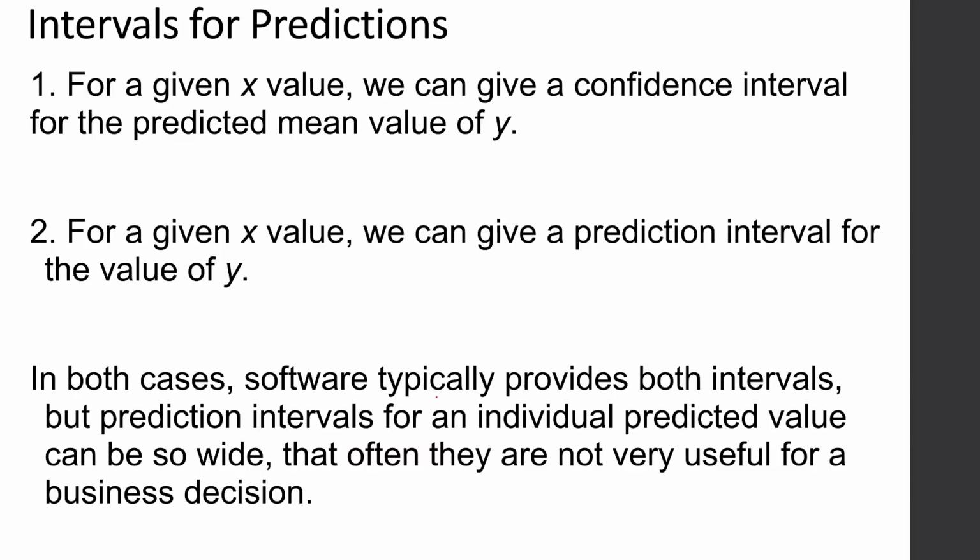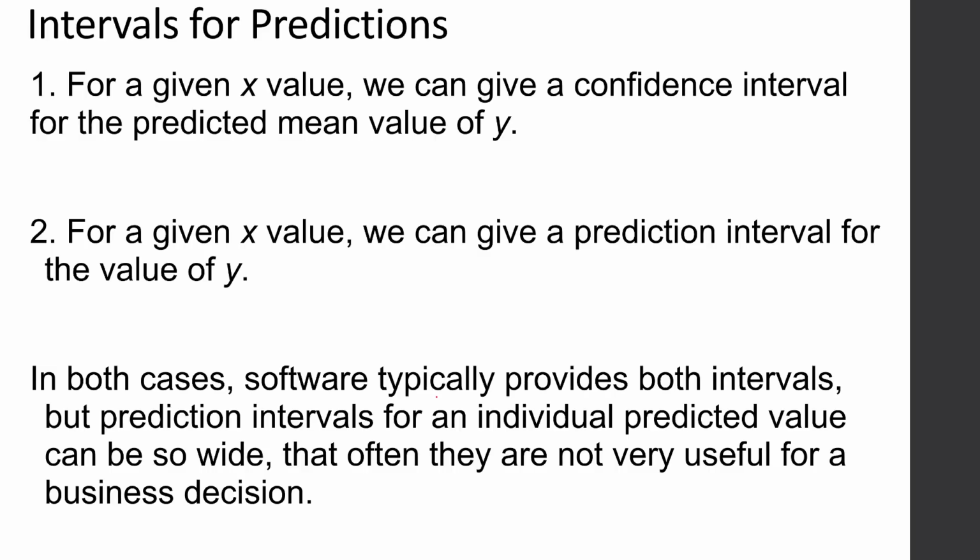And now we can get confidence intervals for our predicted values. So we have 2 options. For a given x value, we can give a confidence interval for the predicted average value of y. And we can also give a prediction interval for the next y. Now in business, people want to know what's going to happen when they do one ad campaign, right? They want to know the prediction interval for the next time they do something.